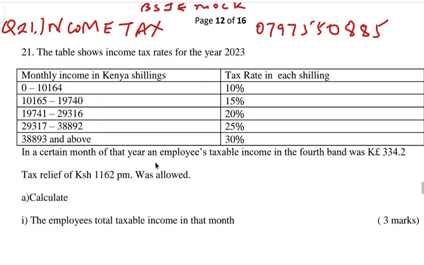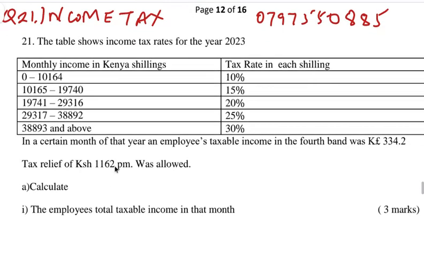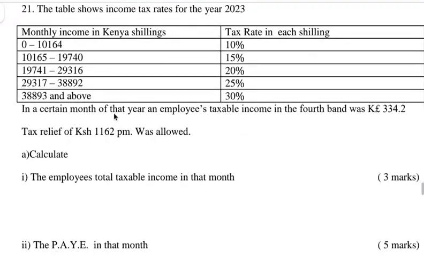So in a certain month of that year, an employee's taxable income in the fourth band was 334.2 Kenya pounds, Kenya shillings. Tax relief of 1,162 shillings per month was allowed. Kumbuka hii ni monthly income, it's not yearly income. So question A umeulizwa calculate the employee's total taxable income in that month, in which ni 3 marks. Hii yafaa 2 marks, lakini ni vizuri pia mtapata hiyo 3 marks award.